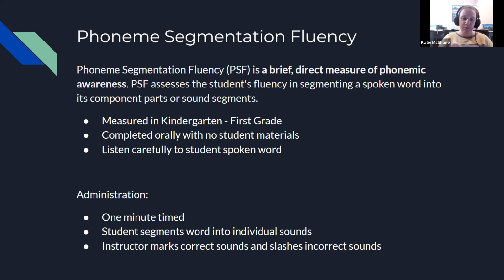Here's where it gets very important to look into the scoring guide. It'll tell you what is an error and how to score all the different things a student might do. They might insert a sound, omit a sound, flip a letter. There's a lot of possibilities. This is completed orally, and there are no student materials because you are just dictating words to students and they are segmenting them. It is administered in 1 minute. Students segment the word into individual sounds, and the instructor marks correct sounds and slashes incorrect sounds.